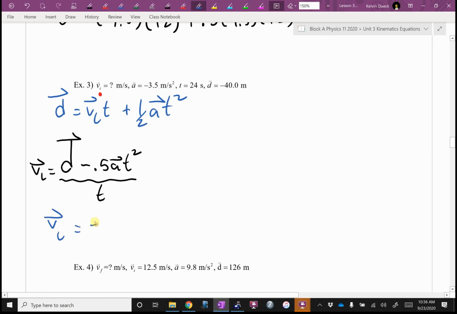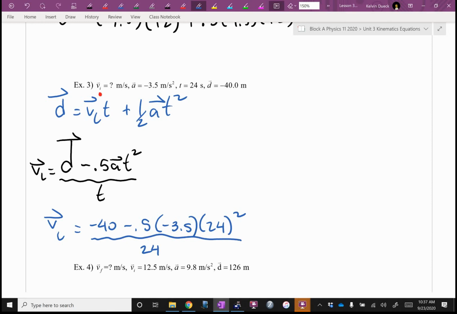D is -40. I guess we ended up 40 meters behind from where we started. Yeah. Minus 0.5. We accelerated backwards at 3.5 meters per second for 24 seconds. Don't forget the squared. Is this a fraction? Yep. So if you have the fancy schmancy fraction button, use that. Otherwise, definitely brackets around the top. Do I need brackets around the bottom?